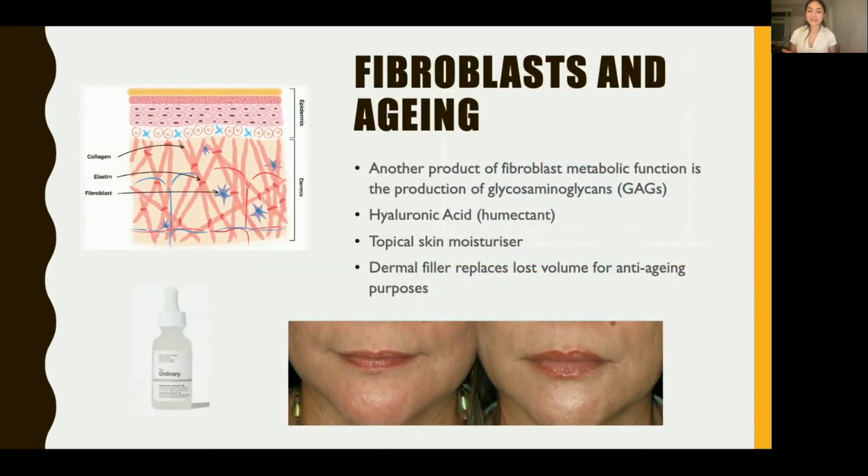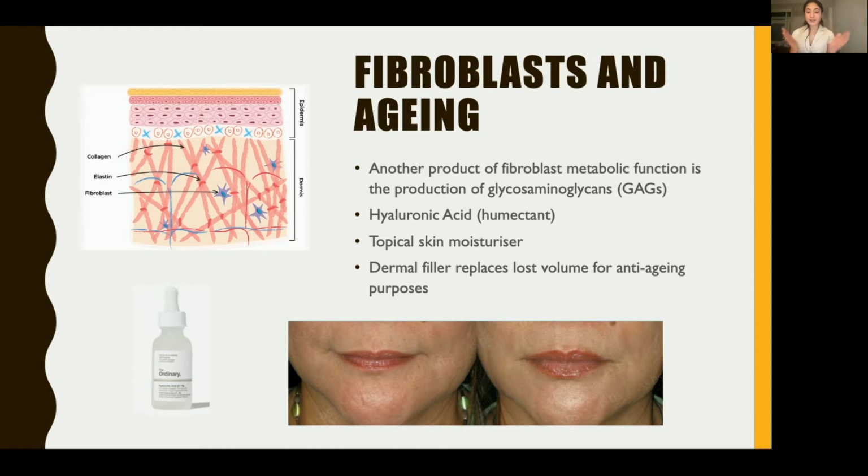Okay, another product of fibroblast function is glycosaminoglycans, and the one that we all know is hyaluronic acid. HA is basically a humectant, which means it absorbs moisture from whatever it's surrounded by. So that's what we associate with the plumpness and volume of healthy, youthful skin. And topically, for any of you that use the humble, ordinary HA serum, it's a great moisturizer. You can put it on your stratum corneum, and it'll give it some temporary plumpness.